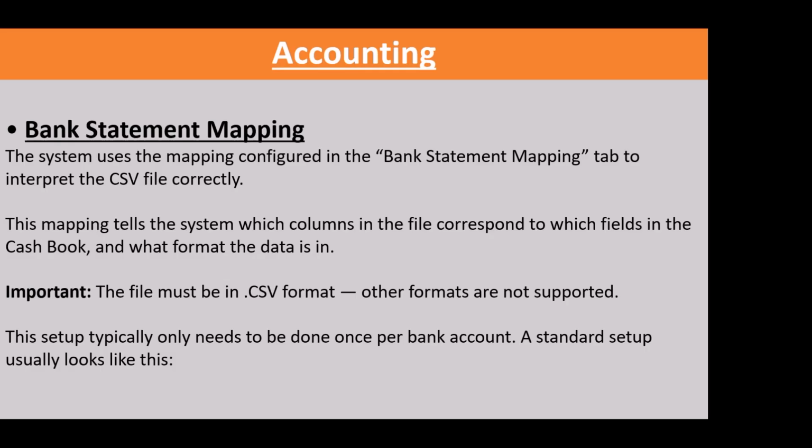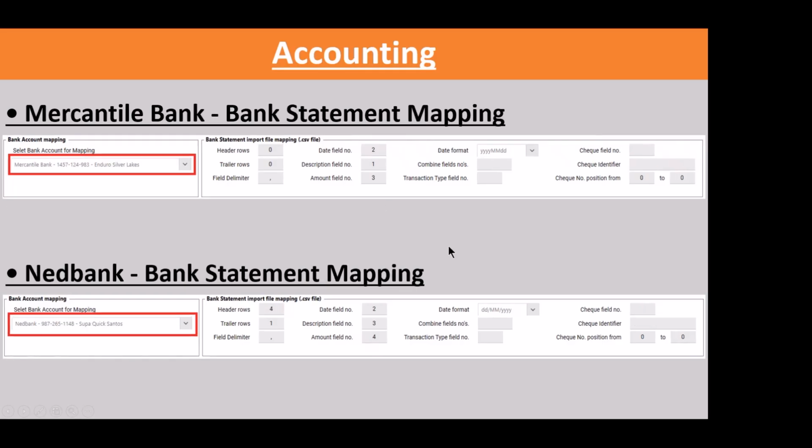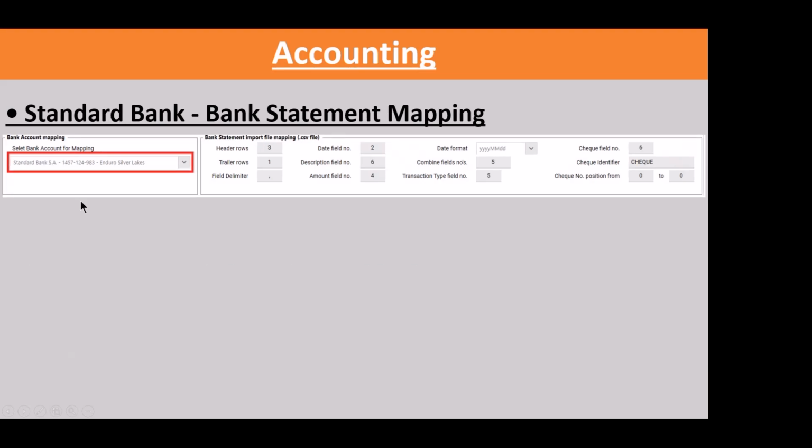This setup typically only needs to be done once per bank account, and a standard setup will look like this. You can pause the video to see more detail. So we have Absa, FNB, Mercantile, Nedbank, and Standard Bank. Let's go through what some of these fields mean.